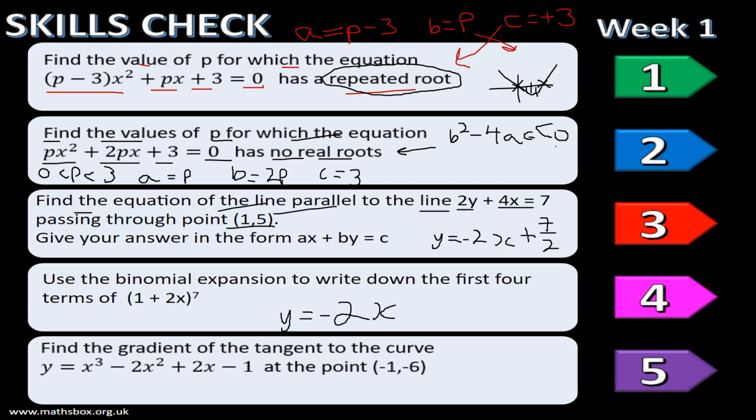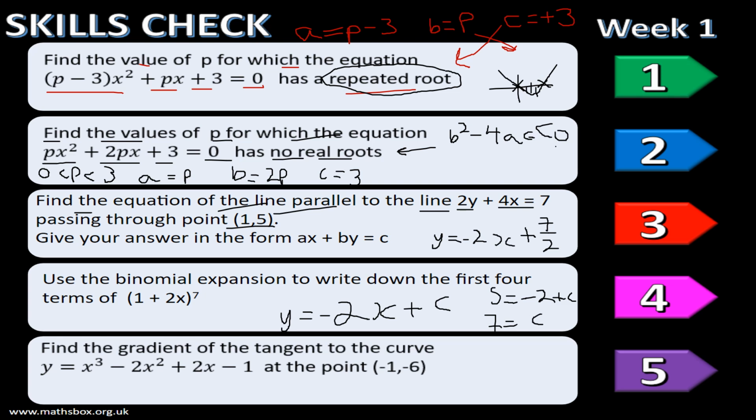I can now substitute the coordinates 1, 5 in this form. So we're going to have 5 is equal to minus 2 times 1, which is minus 2, plus c. So rearrange to make c the subject: add 2 to both sides. So we're going to have 7 equals c, so c is equal to 7.